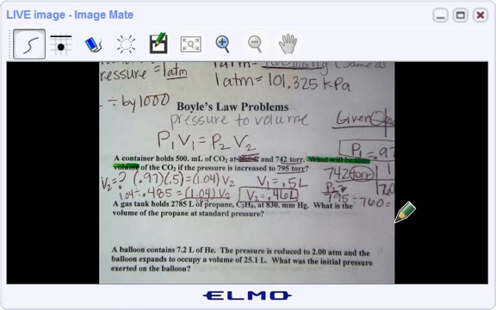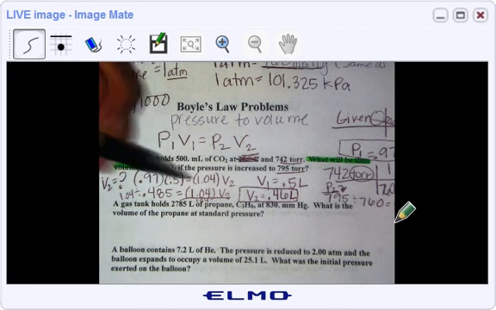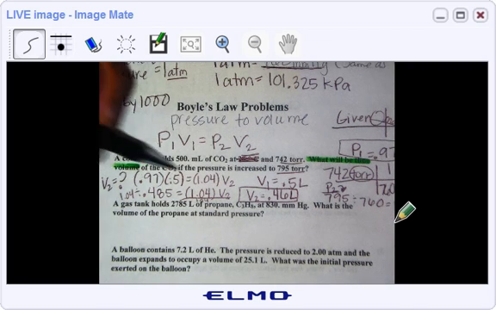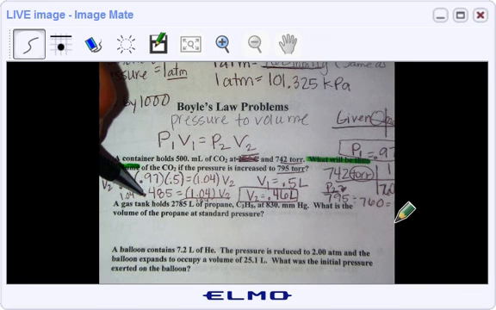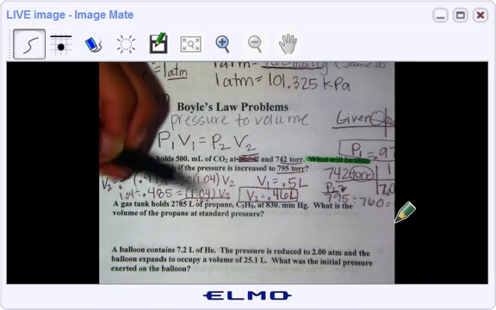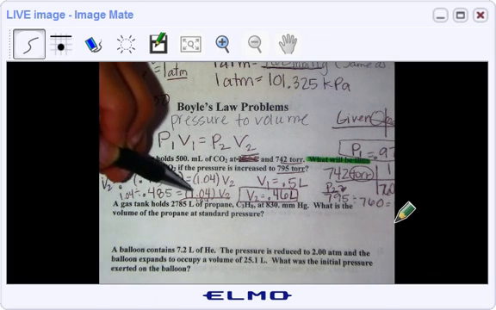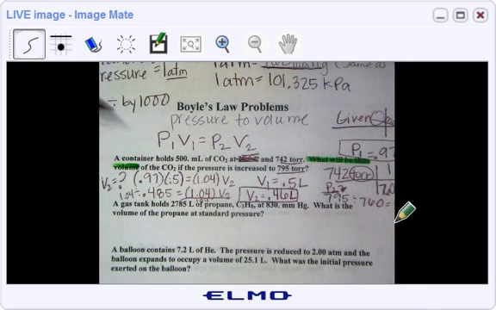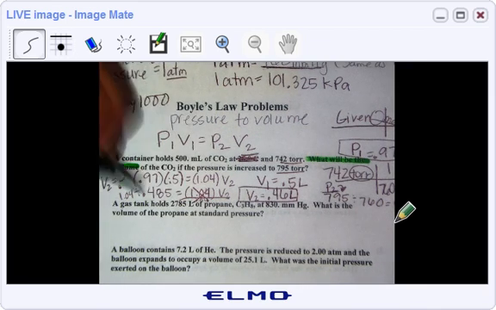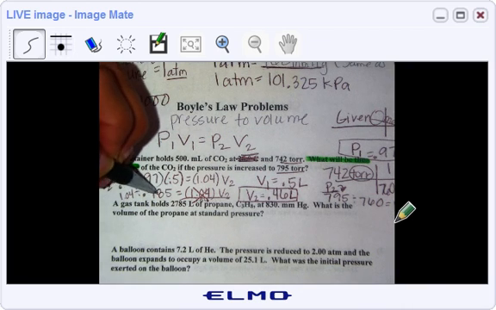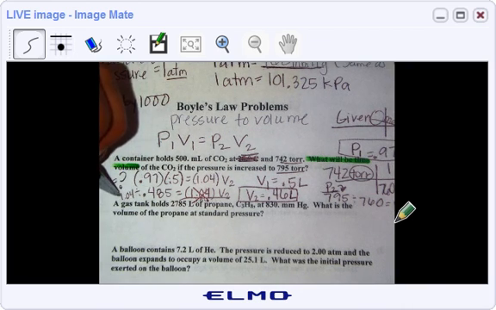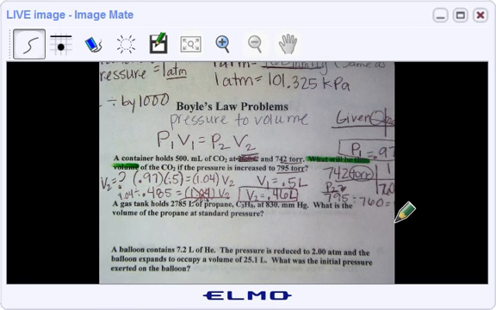Volume is in liters. Let me walk you through what I did. After I put in my P1, V1, P2, V2, I multiplied this side first, 0.97 times 0.5, and that gave me 0.485. I dropped all this down. To get V2 all by itself, I need to get rid of 1.04, so I divided by 1.04 for these to cancel, and then I did 0.485 divided by 1.04. Does anyone have any questions?